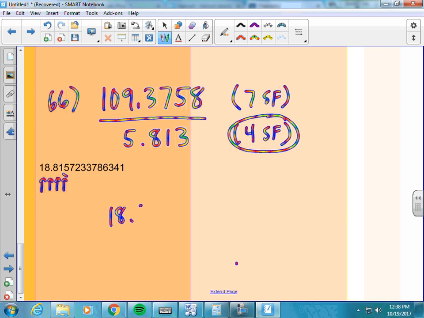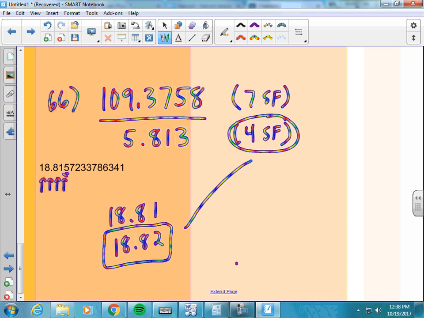It's either going to be 18.81 or it's going to be 18.82. Which one do I pick? 2. Why? Look at the next digit. It's 5 or higher. So round that 1 up to a 2. Okay? Does it have 4 sig figs? It does. So we're going to practice. It's going to take some time. This is one of those things that you might not get right away. And then you practice it a little bit. And like, wait a minute, I think I might be getting this. And before you know it, you're an expert. All right?